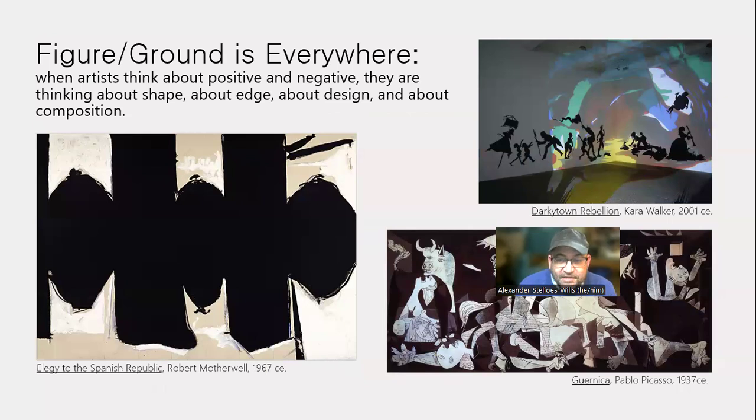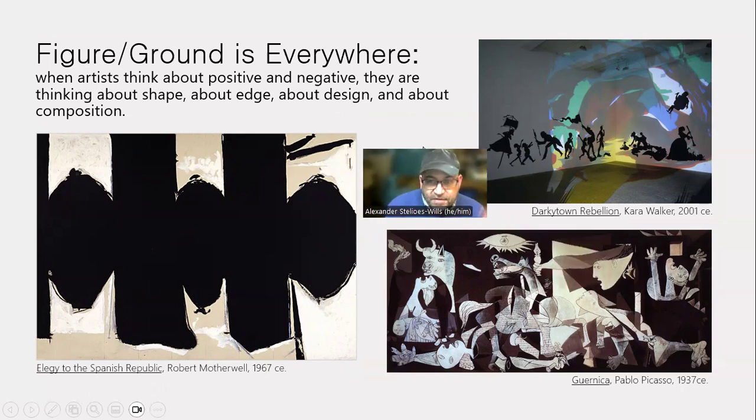So figure ground is everywhere. Once you really start thinking about it, you realize how critical it is to thinking about art and the way art works. And like I said, figure ground is the one thing that is not an art element or a design principle that you can almost always count on as being taught in a design class. And there's a reason for that, because it's so critical for helping people learn to think in a design way, is learning to see positive and negative.